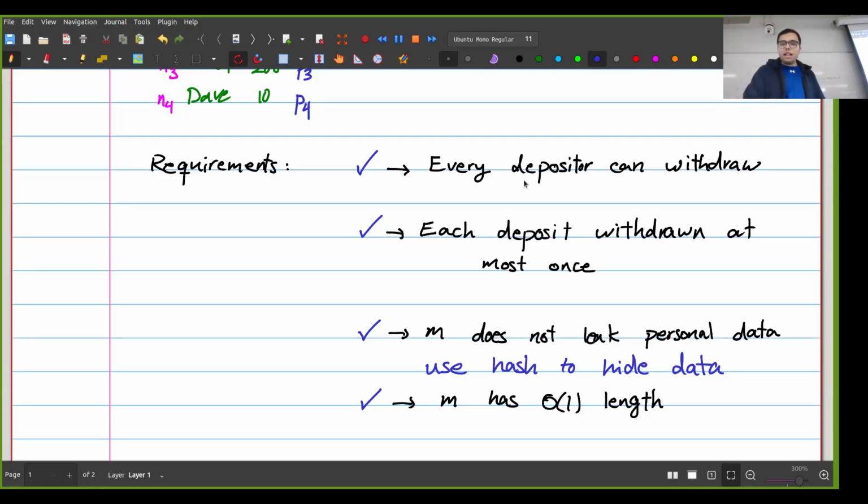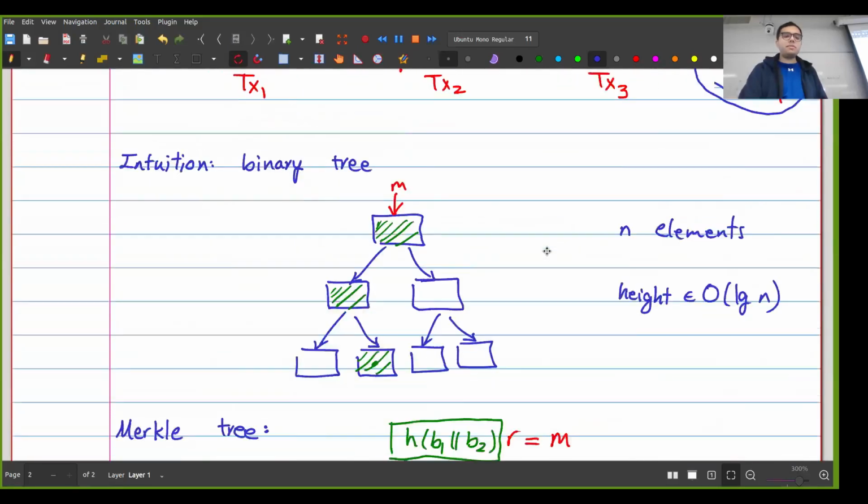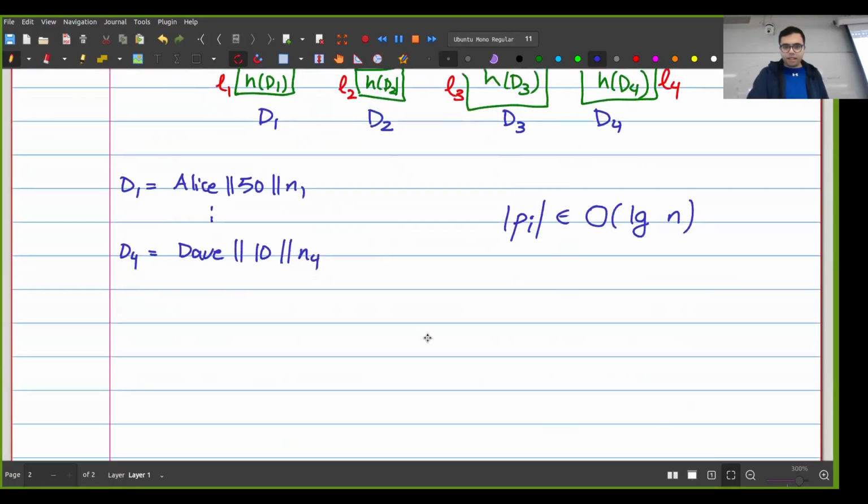So that's fine. And when we say each deposit can be withdrawn at most once, that's also easy because the London branch can basically keep track of the hashes of all the deposits that have already been paid out. And you don't pay out for the same hash more than once. Or you can keep track of the paths that have been paid out and you don't pay for the same path more than once. In any case, it's easy to keep track of these things.